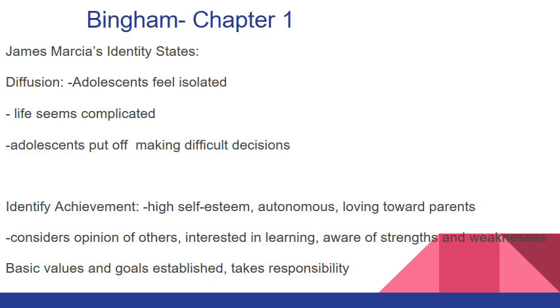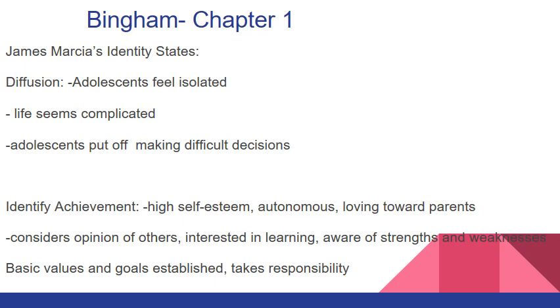Finally, the adolescent goes through identity achievement. During this stage, the adolescent develops high self esteem, becomes autonomous, and also becomes loving toward their parents. They start to respect and appreciate all of what their parents have done for them. They also start to consider opinions of others, and they develop more interest in learning because they see the importance of how their learning connects to their future career goals and their future academic goals.